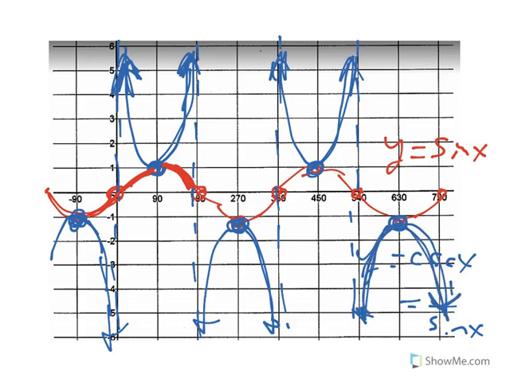You could also see here that cosecant's range is from 1 up to infinity, and from negative 1 down to negative infinity. And we can see that it's undefined at multiples of 180.